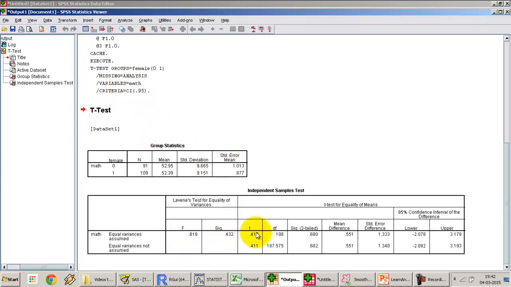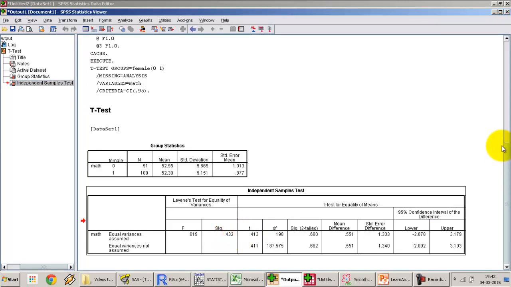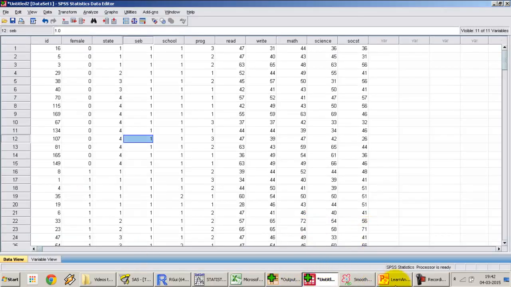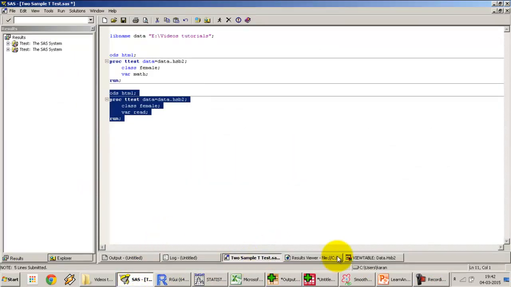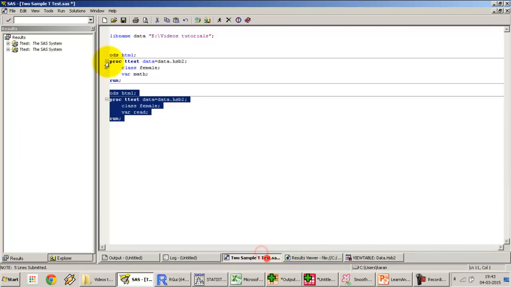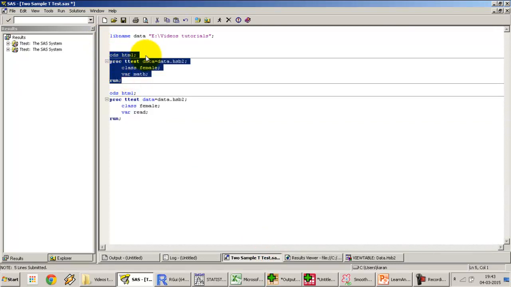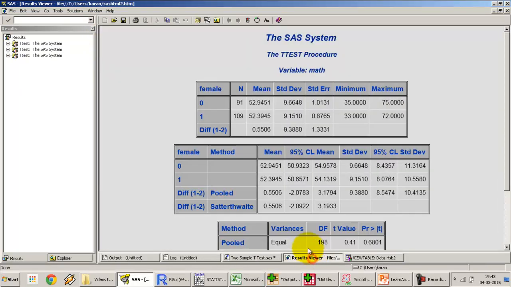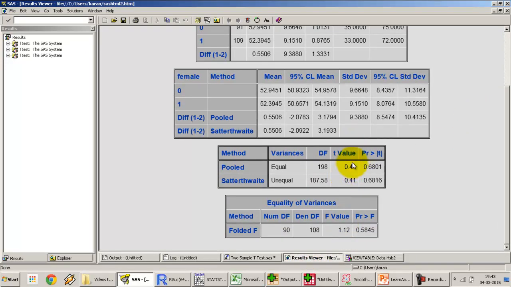And here we get the t-test and the significance value. So in SPSS, the p-value is defined as SIG, or the significance value. It's coming out as 0.432 over here. And if we compare it with the SAS value, in fact for SAS we've lost this. Let me run this again. So the t value was 0.41. The p value is 0.6816.